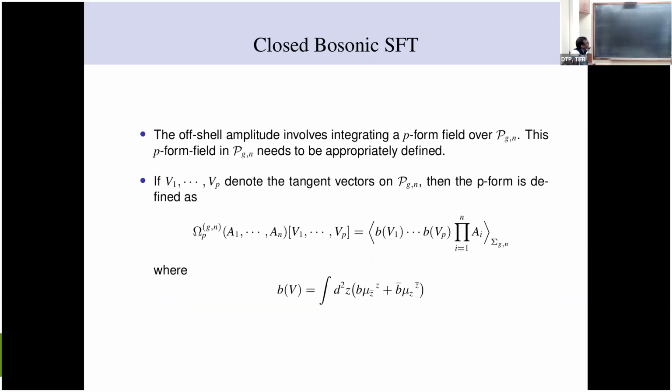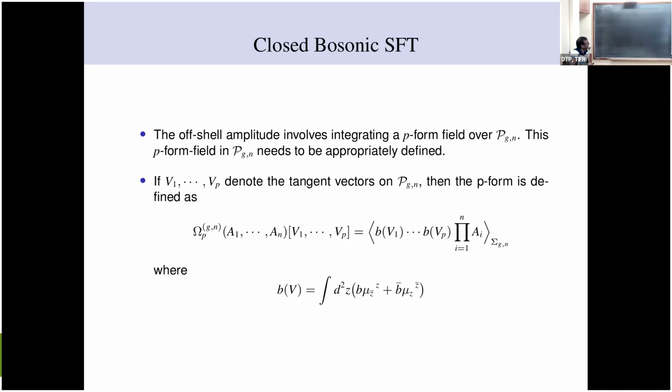So this off-shell amplitude involves integrating a p-form field, which is this omega p, because we want to integrate over PGN. So we have to define a p-form field, and that omega is that p-form field. We need to define it appropriately so that it contains information about the off-shell data. So V1 to VP, suppose they denote some tangent vectors in your PGN. Then since it is a p-form, you can define it by giving its contraction with all the tangent vectors. That's how you define a p-form field.